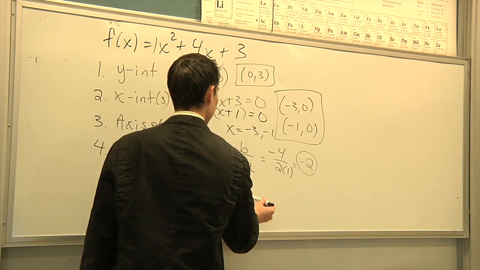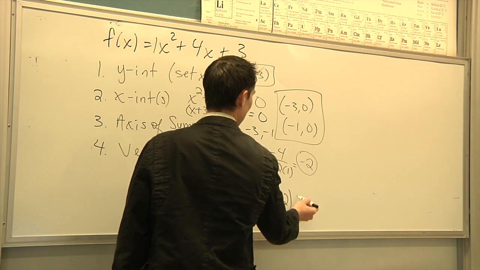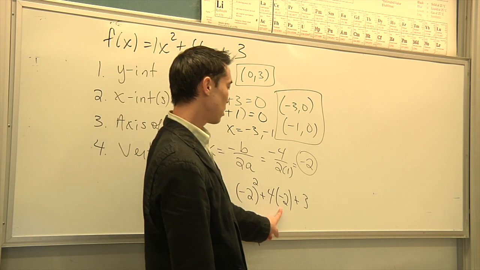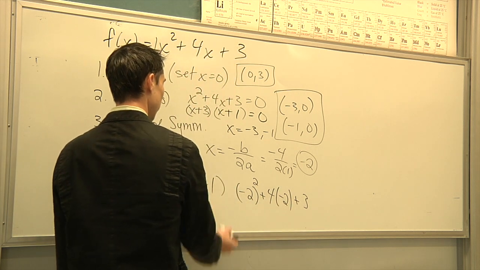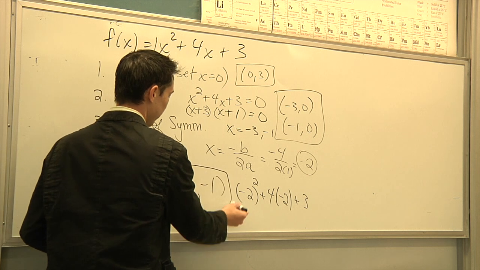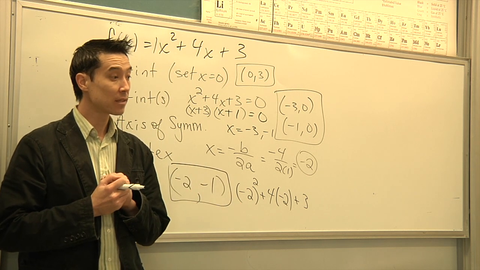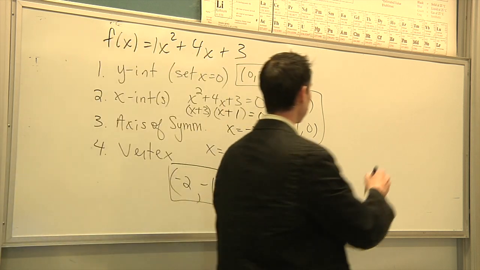So we have -2 quantity squared plus 4 times negative 2 plus 3. Go ahead and number crunch that. Positive 4 plus negative 8 plus 3. What's that leave? Negative 1. I have 4 points. I have the axis of symmetry. This is great. This is plenty to get a nice rough sketch of this graph. Okay, so let's graph it.